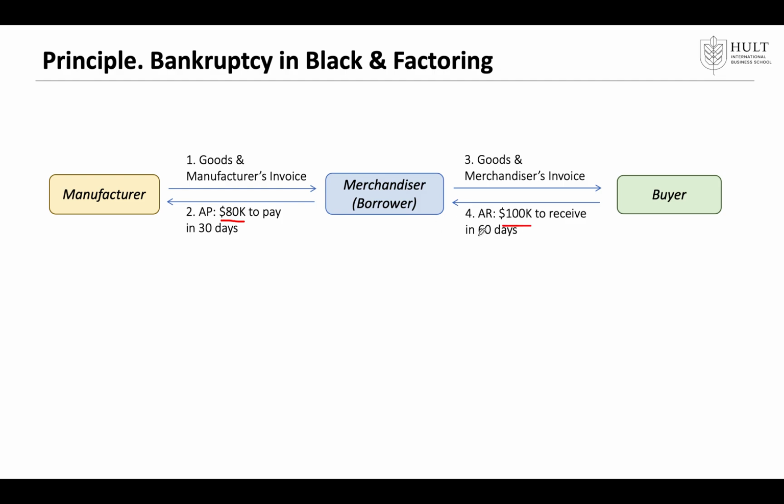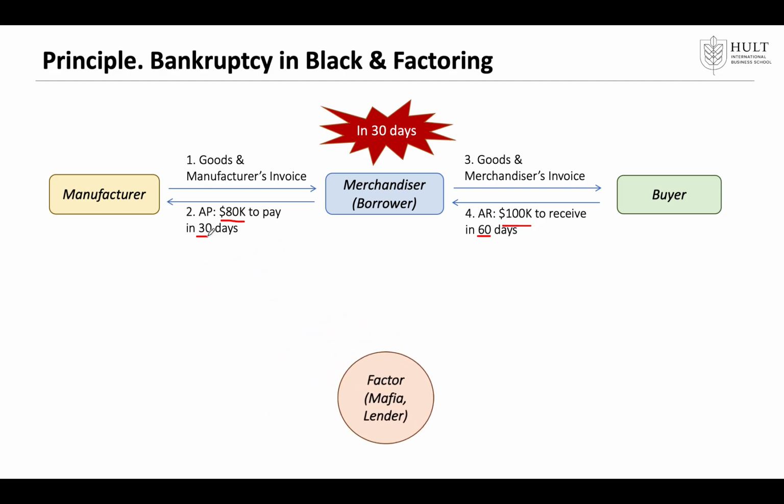But you have to remember that 60 days is when we receive the cash, but we have to pay in 30 days for this inventory purchase. Now, in 30 days, what happened? Okay, the merchandiser doesn't have cash to pay this $80,000, even though it has a right to receive cash.